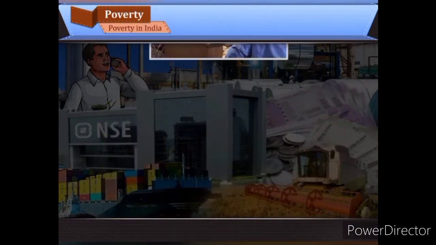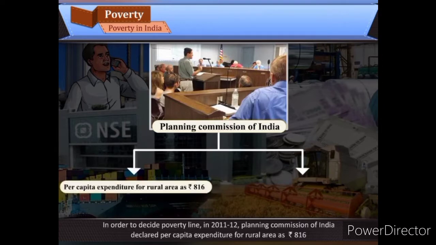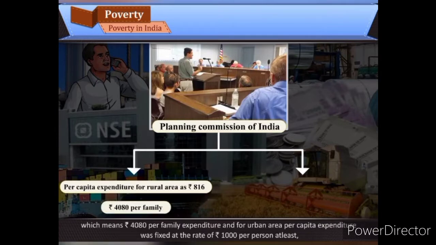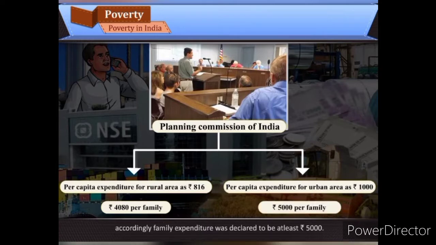Poverty in India. In order to decide poverty line, 2011-12 Planning Commission of India declared per capita expenditure for rural area as 816, which means 4,080 per family expenditure, and for urban area, per capita expenditure was fixed at the rate of 1,000 per person at least. Accordingly, family expenditure was declared to be at least 5,000. This means at least this much per capita income should be there to reach out expenditure.